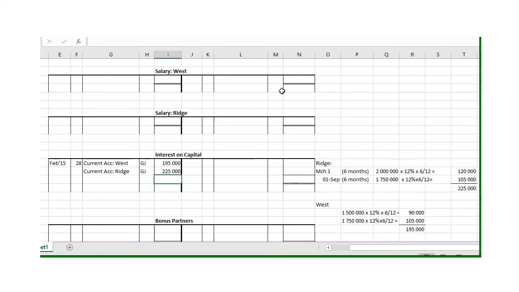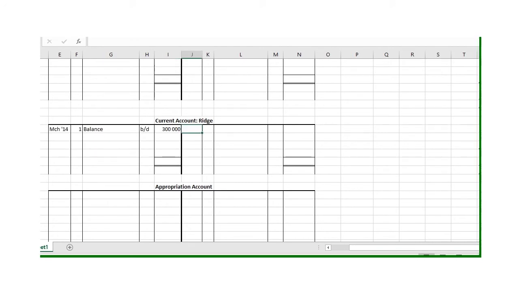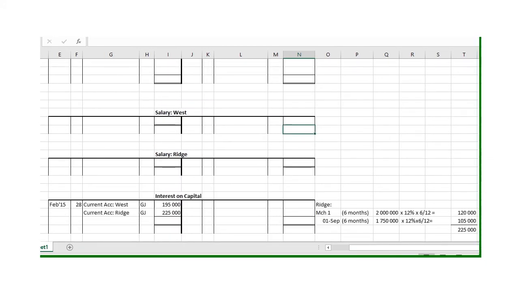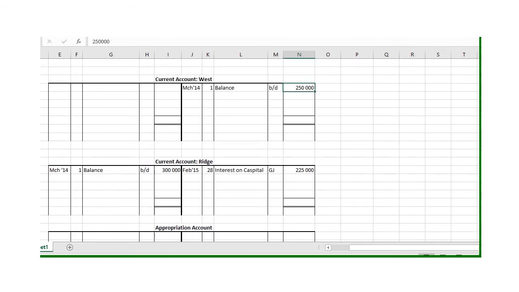225,000. So let's just do the opposite of this entry. So it was in Rich's current account, February 2015, the 28th, coming from the interest on capital account on that general journal, and Rich's interest was 225,000. We will do the same for West.